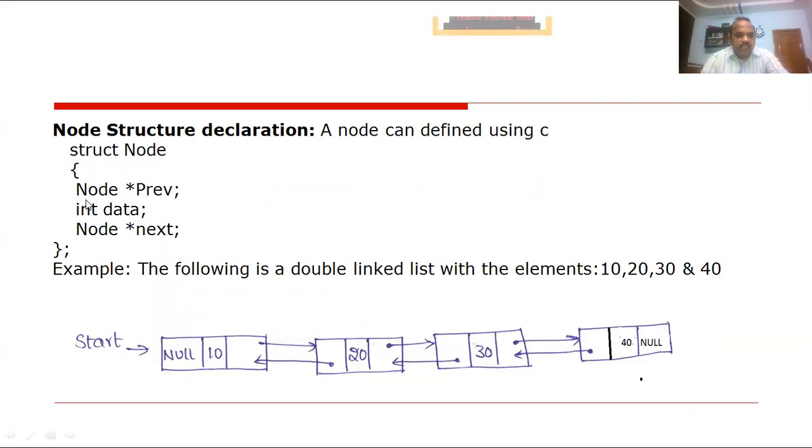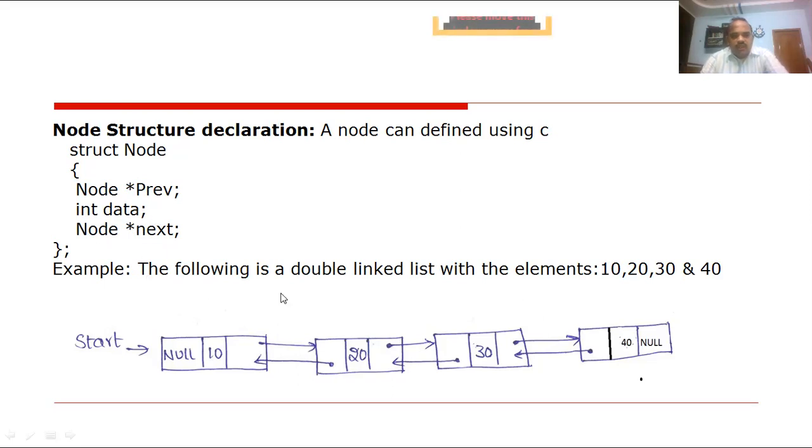Here previous is a structure type pointer variable. Simply it holds the address of another structure variable. So next is also a pointer variable. It holds the address of another structure variable. Clear? So that's why here it is node asterisk previous. Node is a structure, with data member: node asterisk previous, node asterisk next, and integer data.